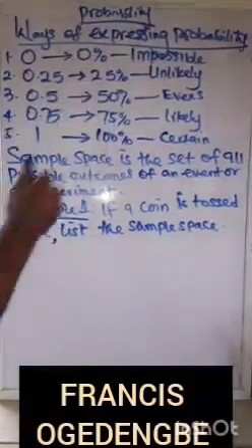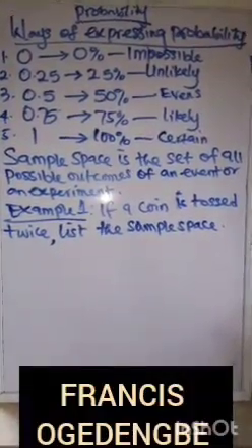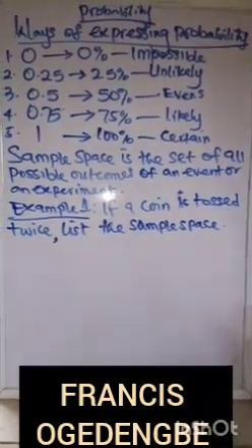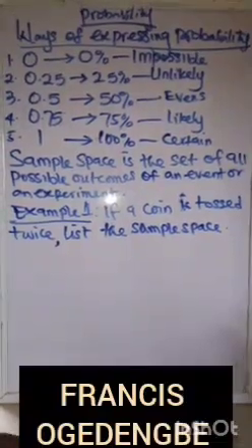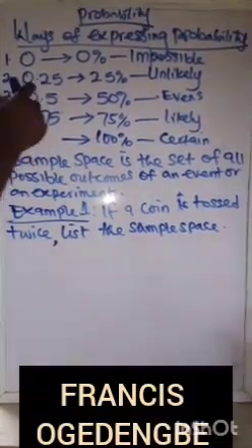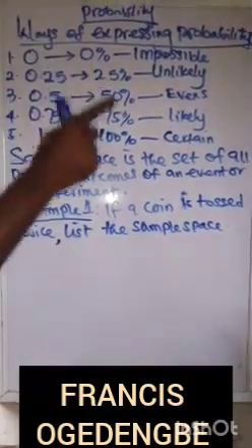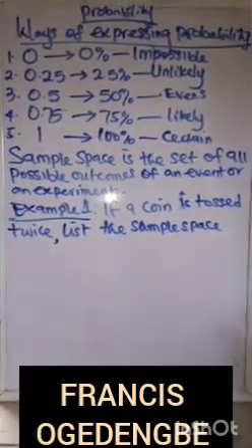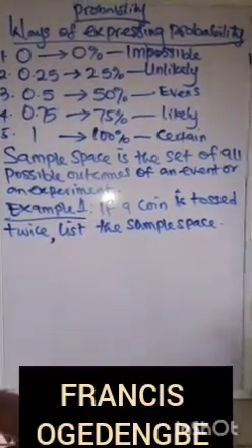Ways of expressing probability. If the probability is 0, it's said to be 0%. That probability is not going to happen. It's an impossible probability. If probability is 0.25, it means it's not likely going to happen. Such probability has a fraction of 1/4, and that is a 25% chance.